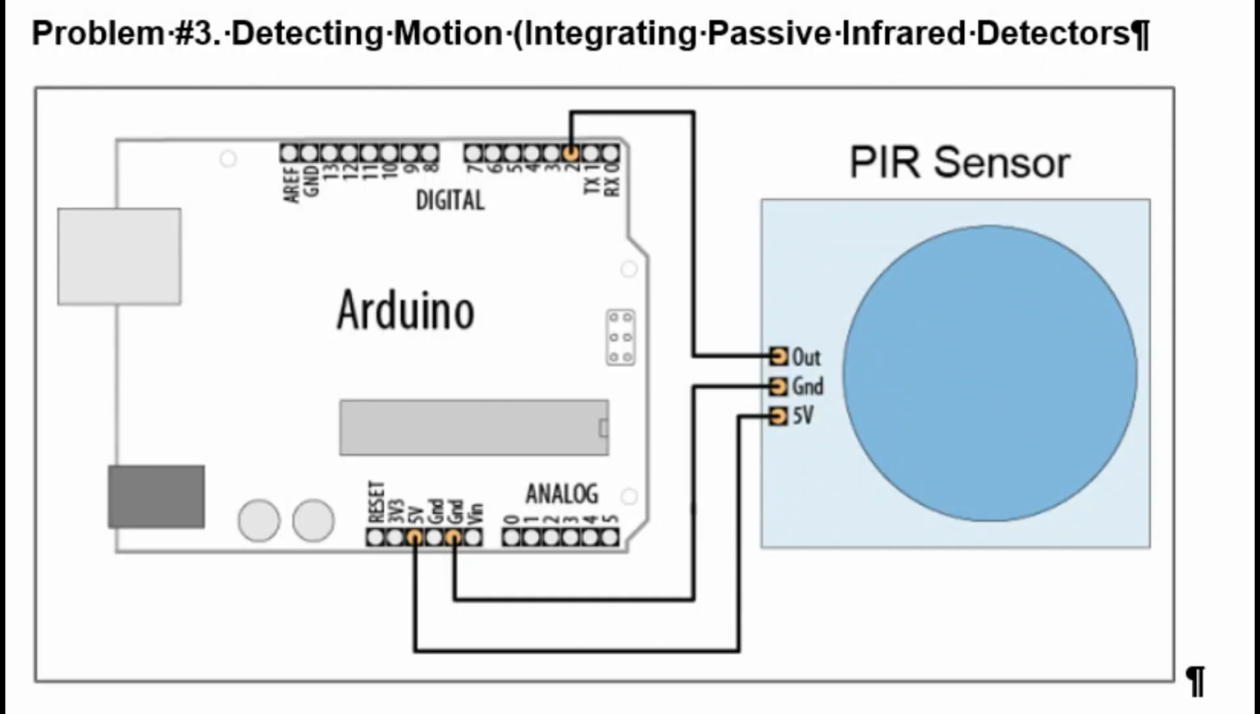Problem 3. Detecting motion. Integrating passive infrared detectors. Welcome back, motion enthusiasts. Today, we're tapping into a secret superpower, the ability to detect the presence of life itself. Prepare to unlock the mysteries of passive infrared, or PIR, sensors and create projects that respond to the movement of people and animals.